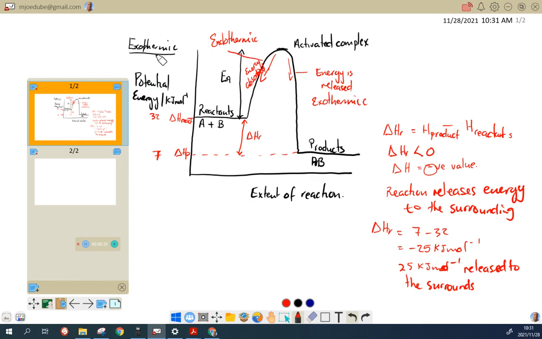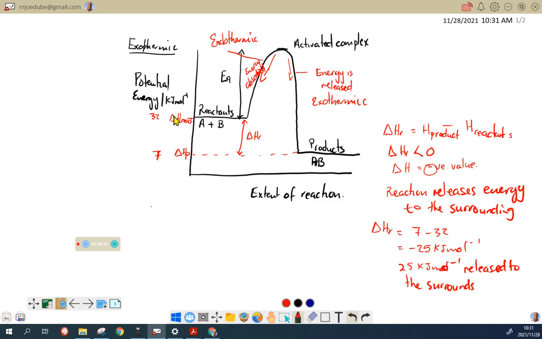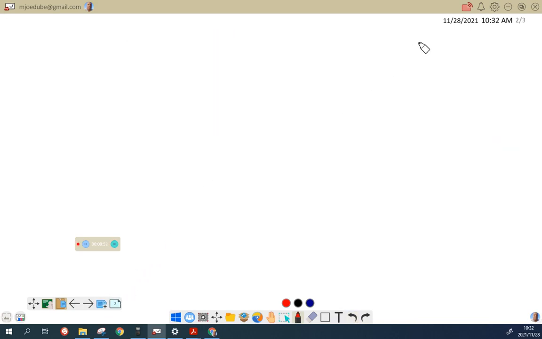You had an energy profile, and that energy profile contained the potential energy that the reactants have, and then the activated complex and the product. What was key and important to note was that the energy content of the product is lower than the energy content of the reactants. So we're going to do something similar with the energy profile for an endothermic reaction.